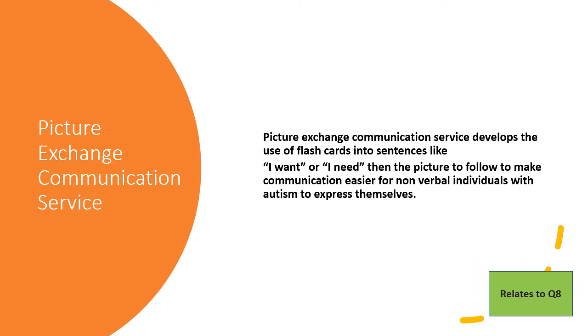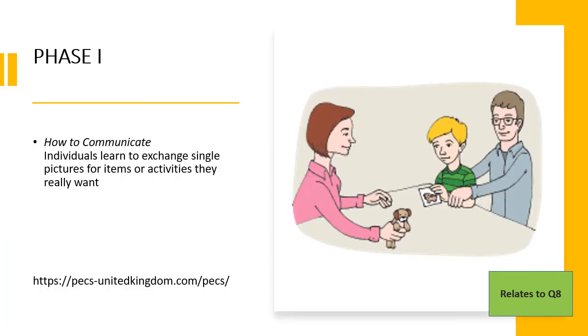So the first one we're going to look at is the Picture Exchange Communication Service, which we said is sometimes known as PECS. And this develops the use of flashcards into sentences. So I want or I need, then the picture to follow to make communication easier for non-verbal individuals with autism to express themselves. And the next 6 slides, there are 6 phases which I'm going to talk you through, and you'll see at the bottom of each slide the website where I got the information from, and you can go on there and have a look for some more information if you want to find out some more about PECS.